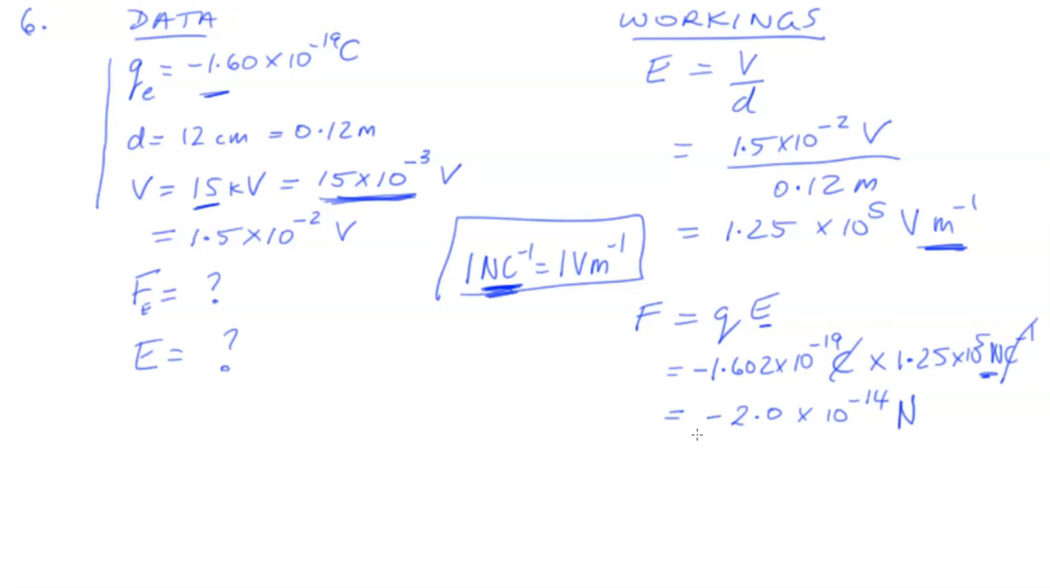The negative sign indicates that the force acting on the electron will be in the opposite direction to the electric field. It did only ask to calculate the magnitude, which is that, but if it did ask the direction, then you would say it's an electron, therefore the direction will be towards the positive plate, which is in the opposite direction to the electric field. Electric field goes from positive to negative. The electron will move towards the positive plate.